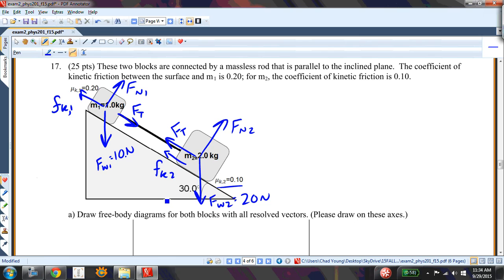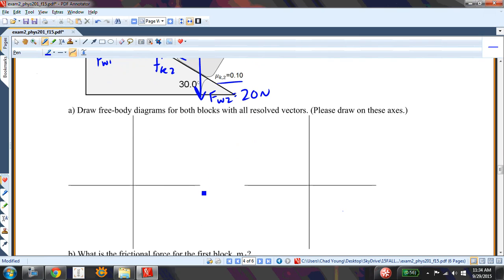Now, I want you to draw the free body diagrams with the resolved vectors here. So, FN1. You didn't have to do that first part, but I did want you to do this, and I think it makes the problem a little easier if you write this all out. FW1 sine of 60. Notice I took 90 minus this angle. And then this is FW1 cosine 60.